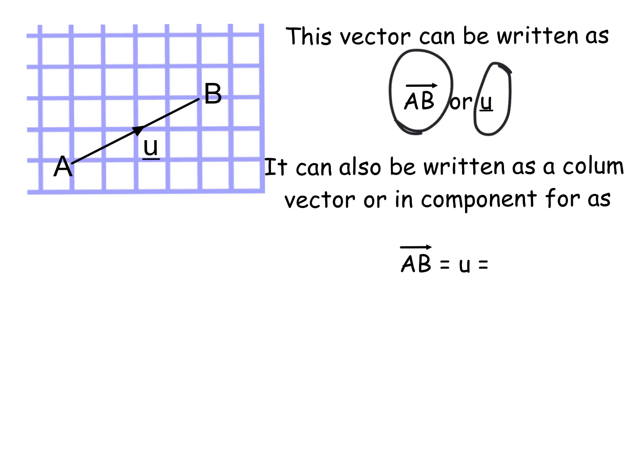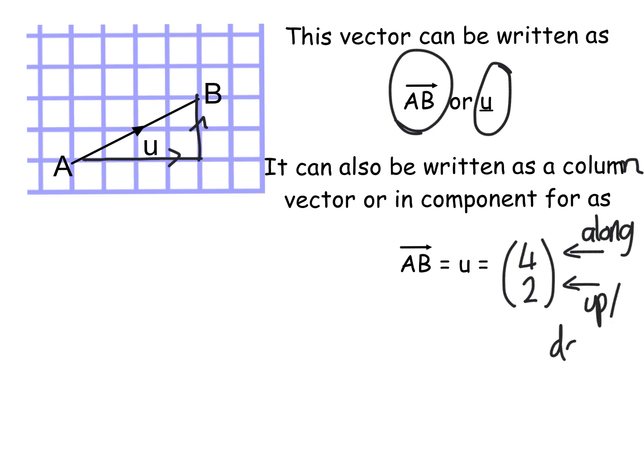Now this vector can be written in what's called a column vector, and I think I've got a little n missing off there in the word column. So a column vector, or the fancy word component form, is writing this as an upstairs downstairs coordinate. So if you were to write the coordinate of B, if A was your origin point, think how far you're going along to get to B and then up. You would say that you are going along 4 and up 2. So in component form that can be written as (4, 2). So the top number here is your along number and the bottom number is your up or down number.